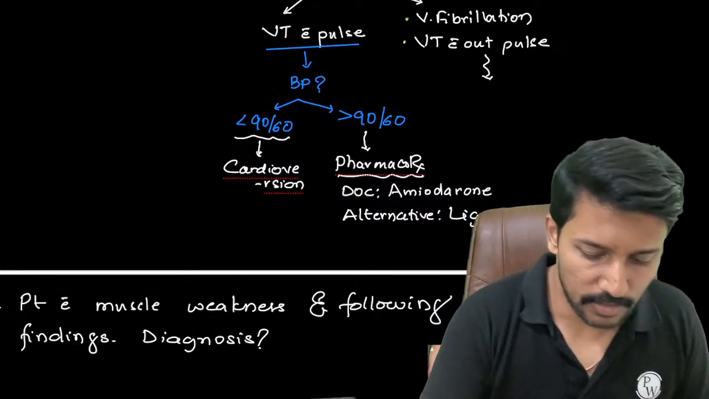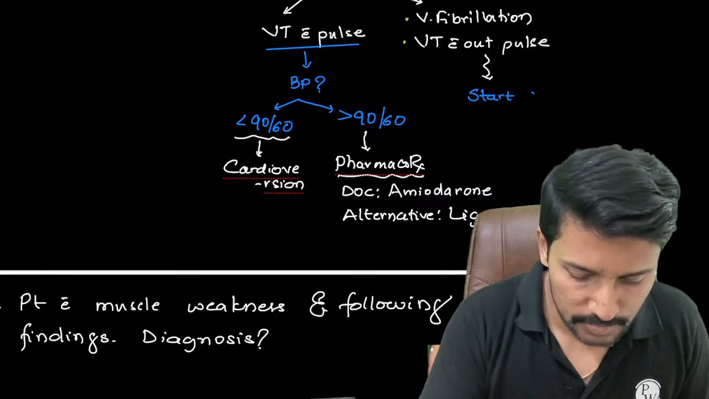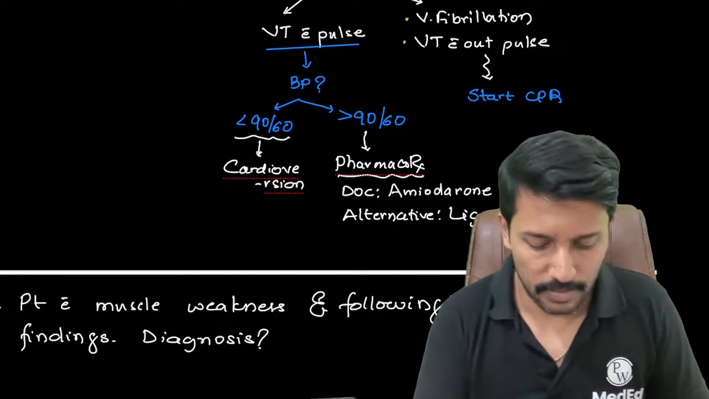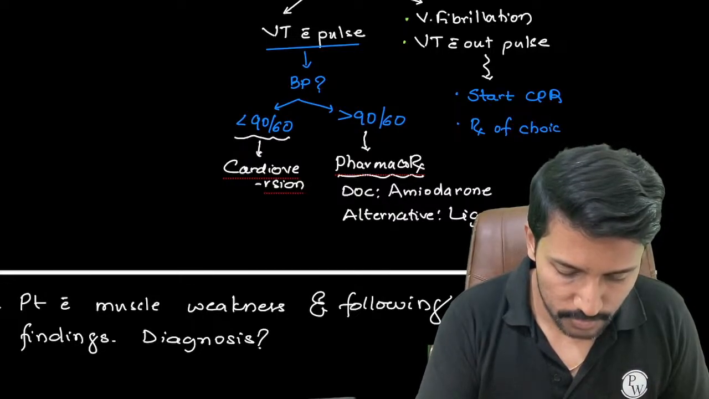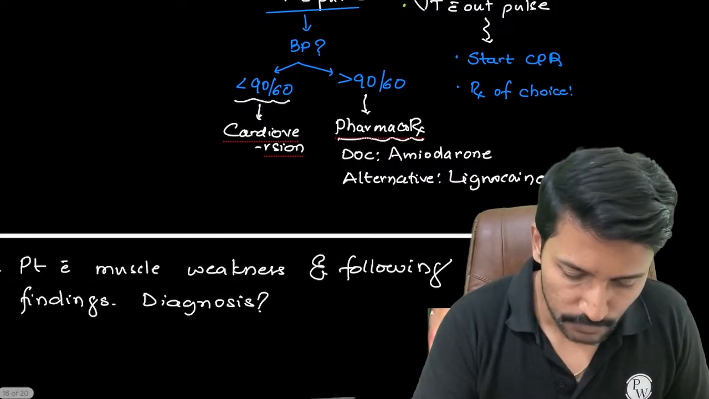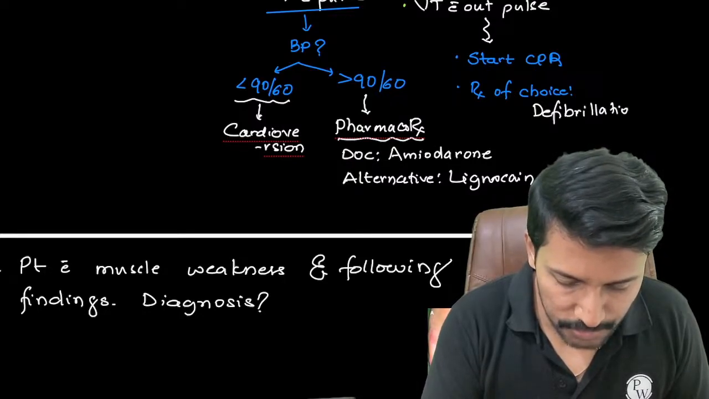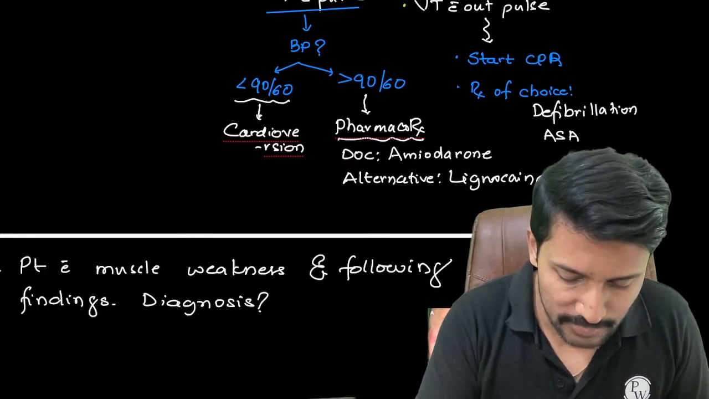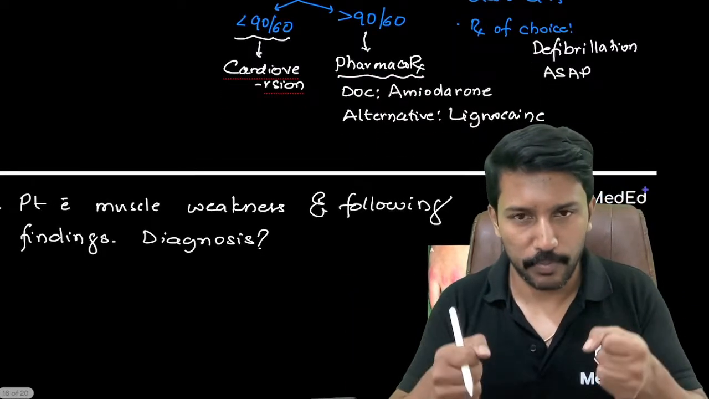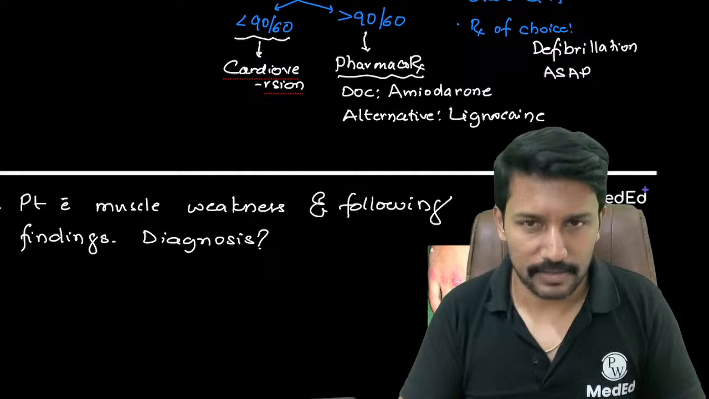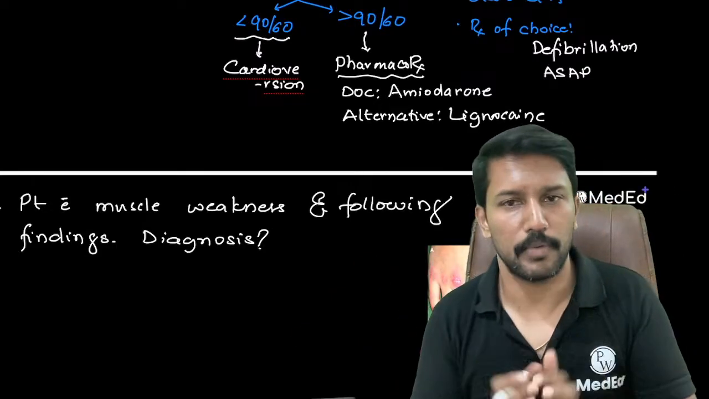Yes, we should immediately start CPR. So whenever you have a ventricular fibrillation or VT without pulse, start CPR, right? And then the treatment of choice is going to be defibrillation. I'm just mentioning defibrillation as soon as possible. It will take some time for you to arrange the defibrillator, right? Until then, keep doing CPR to keep the brain alive. Once the defibrillator is in your hand, defibrillate immediately.